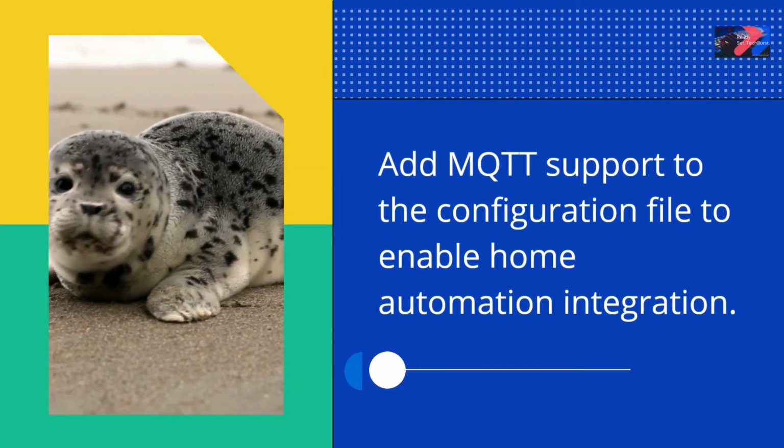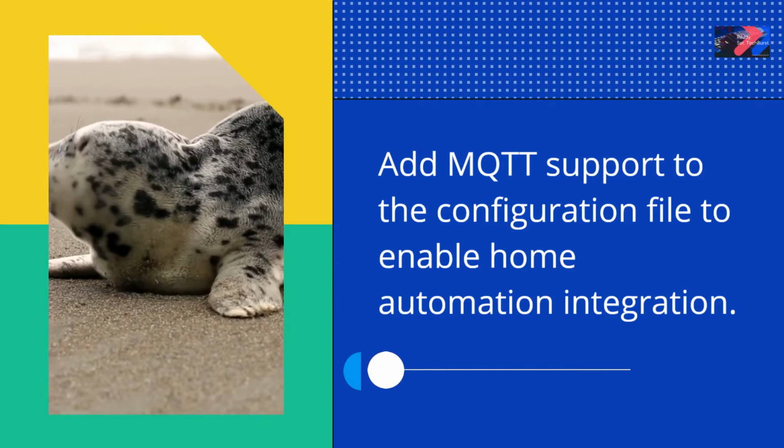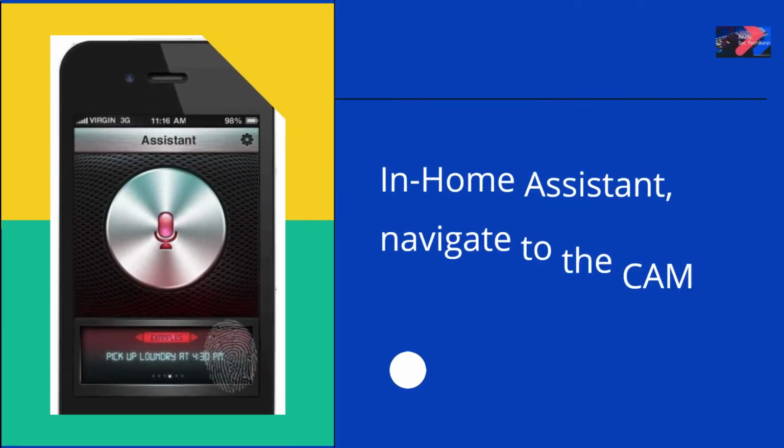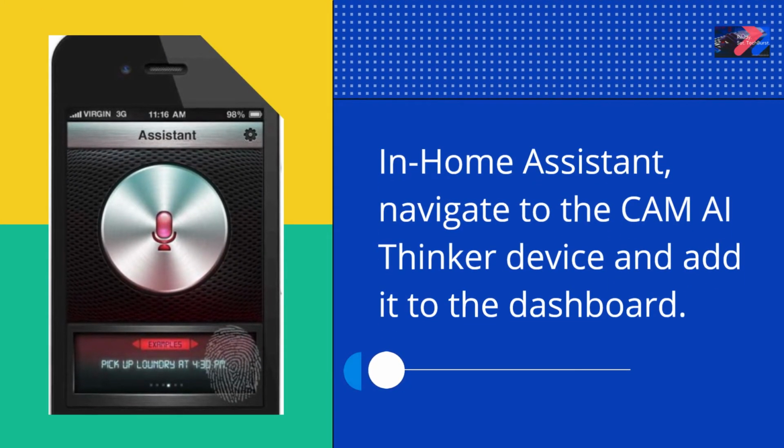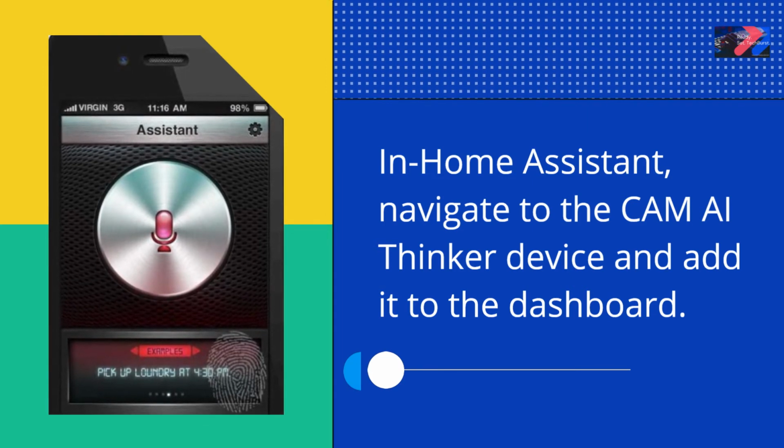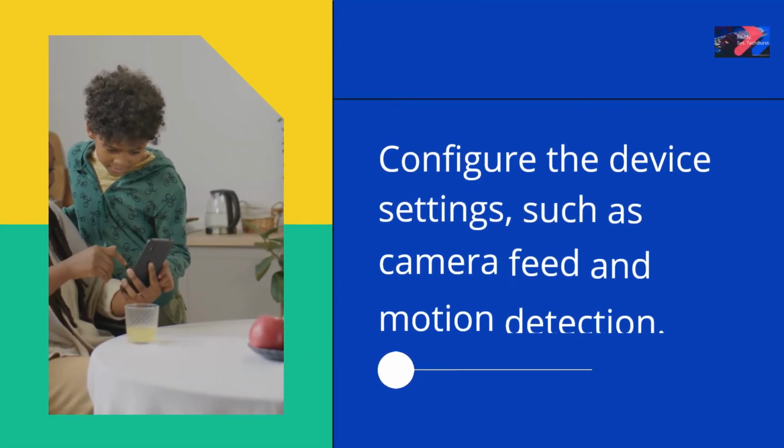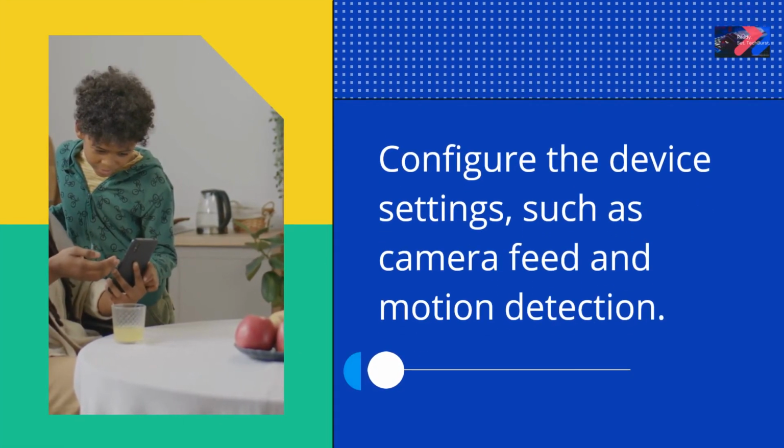Add MQTT support to the configuration file to enable home automation integration. In Home Assistant, navigate to the CAM AI Thinker device and add it to the dashboard. Configure the device settings, such as camera feed and motion detection.